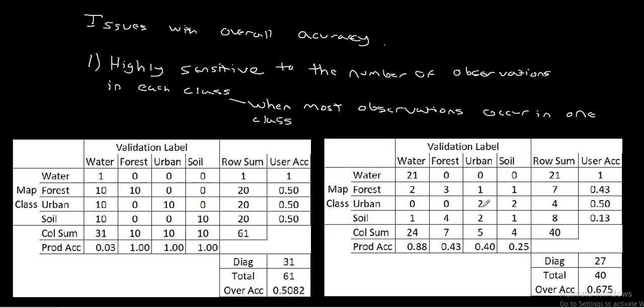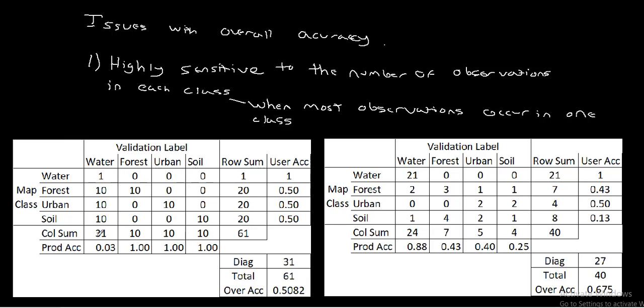You might argue, well, try to make your classes even, and that's a very good idea. You should try to make the number of observations in your classes pretty even. But sometimes you just can't do that. Sometimes you're getting validation data from other people, and you have to work with what you have. And overall accuracy might be negatively influenced in situations like the ones I've described.